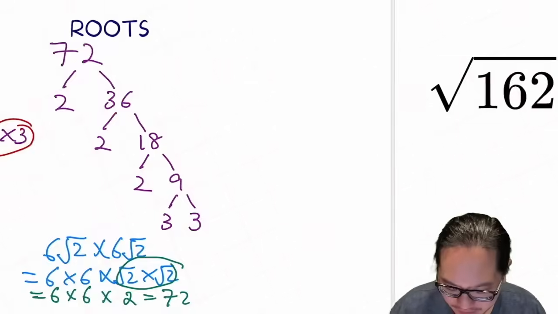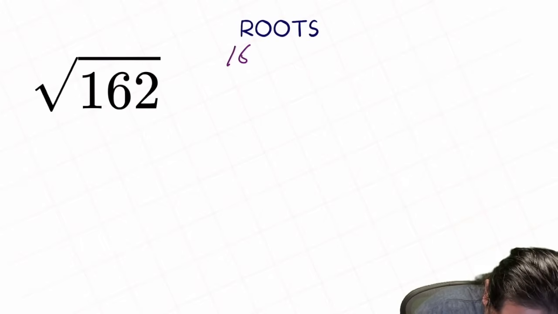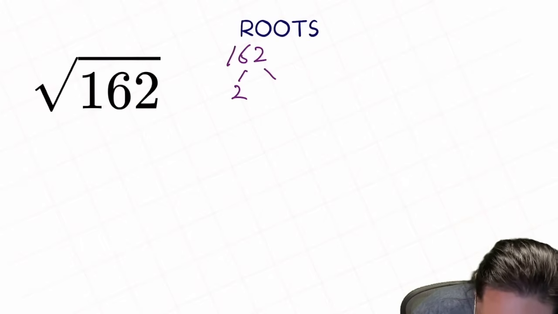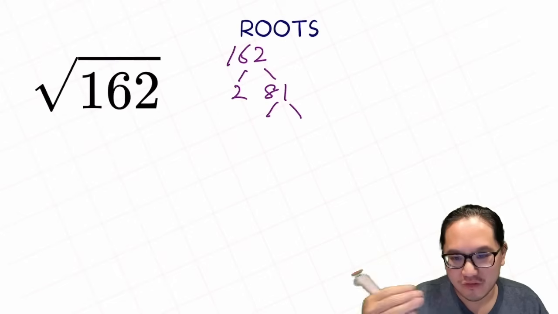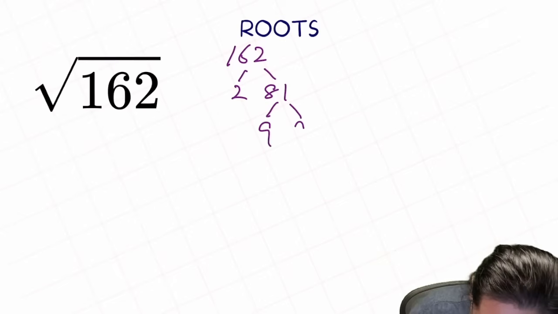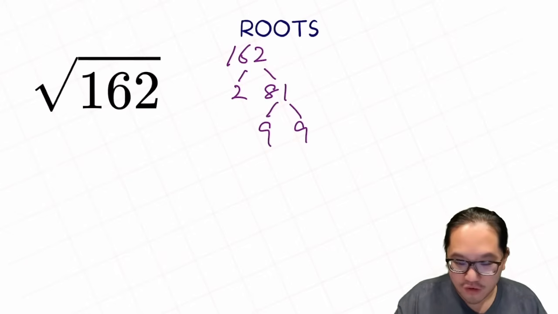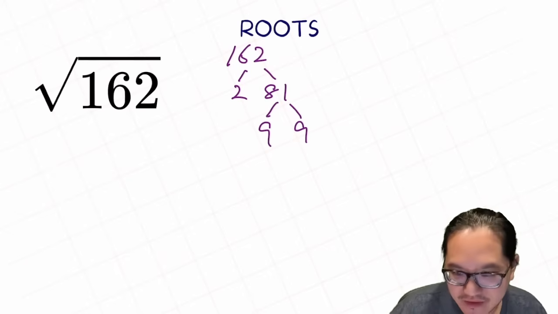So let's do another example. We got 162. Let's break this one down. 162, we can divide it by 2 to get 81, right? 81, we can keep dividing by 3 and 3, but a little quicker step is 9 times 9 equal to 81. I can make all these numbers much shorter if you're confident with your numbers, right? So 9 times 9 equal to 81.